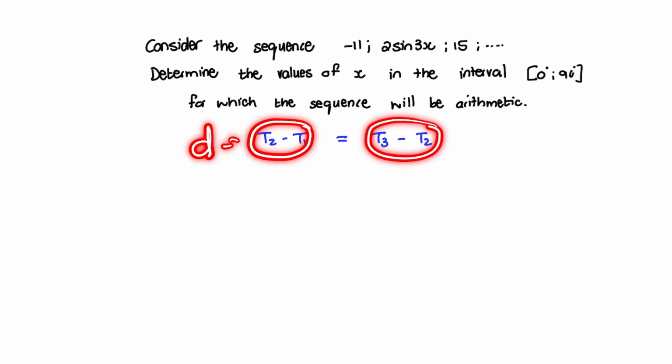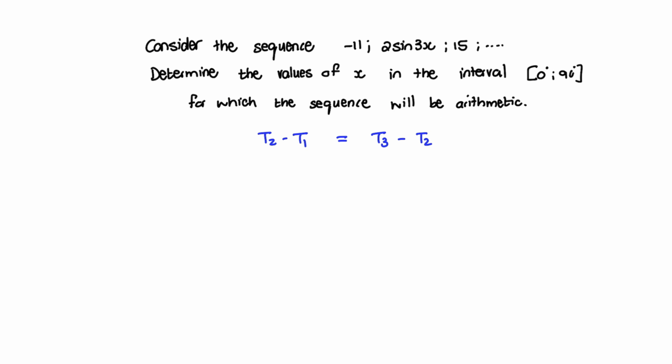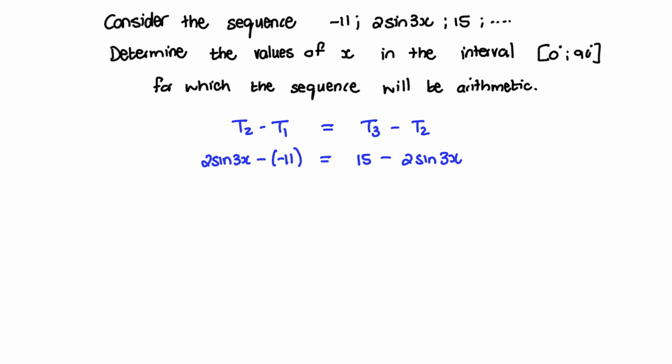If we have a constant difference between terms, then term 2 minus term 1 would be equal to term 3 minus term 2. So when I substitute, I have 2 sine 3x as term 2 minus term 1, which is negative 11. Then term 3 is 15 minus term 2, which is 2 sine 3x.